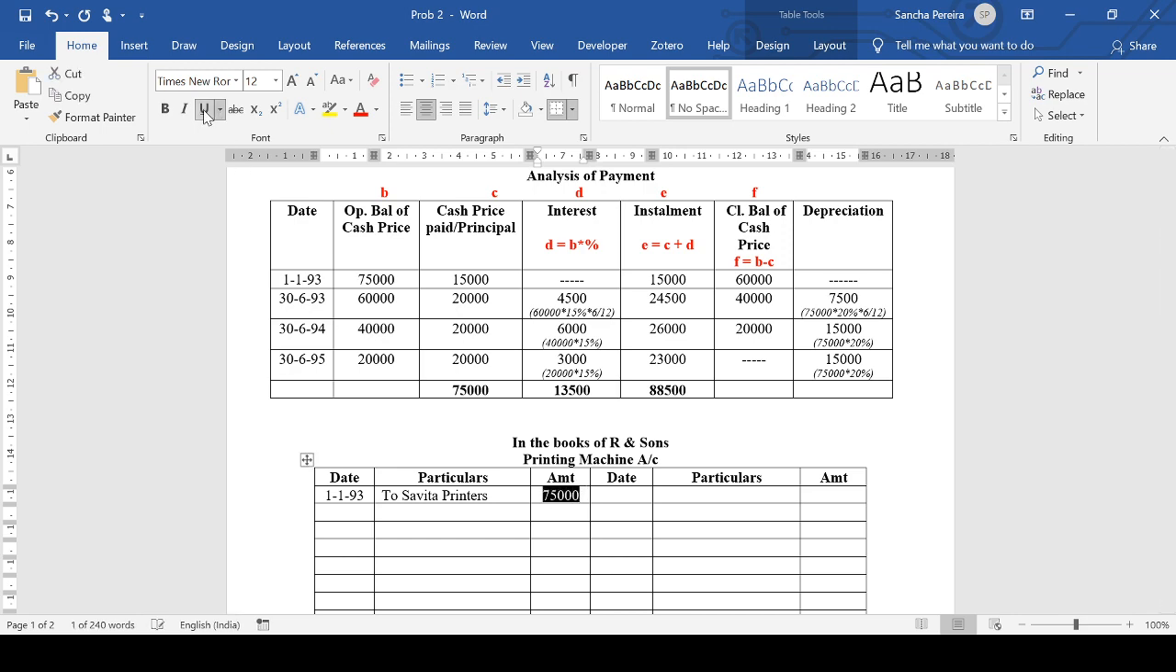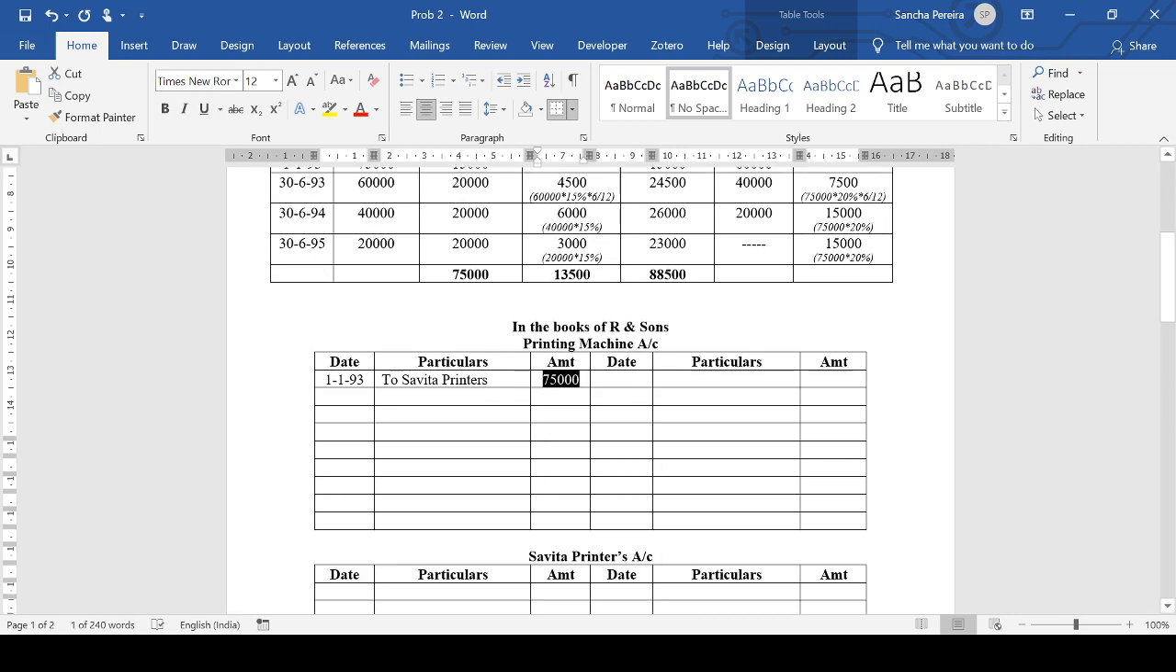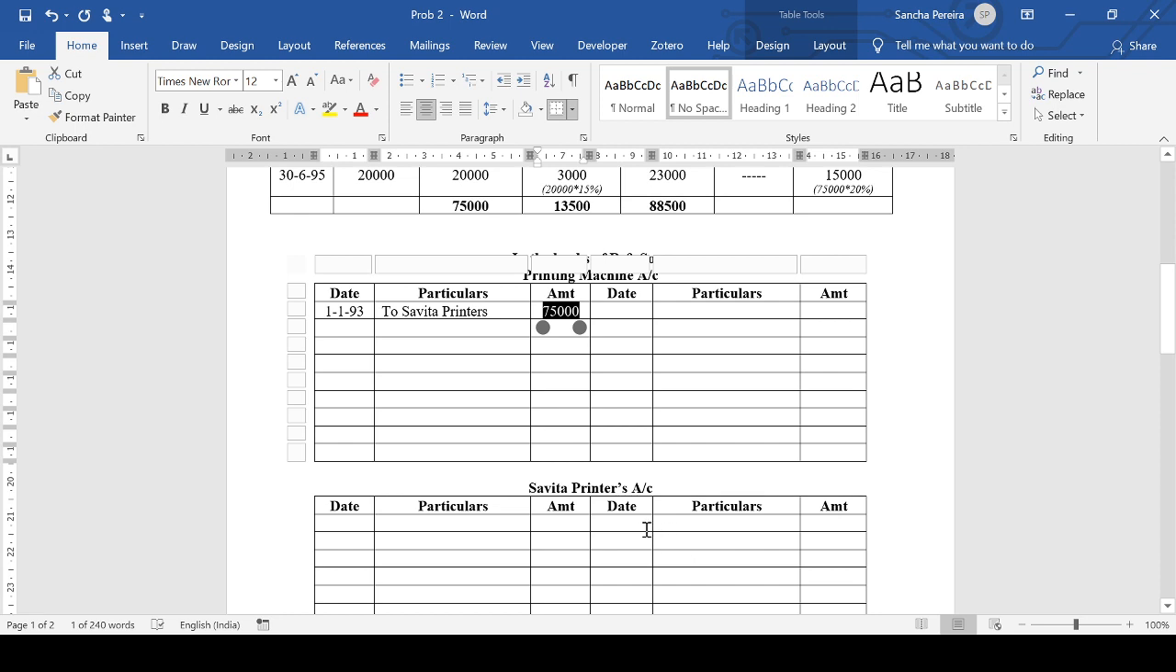The cash price of the machine. Then in Savita Printers, we will have it on the same date, 1st January 93, as buy printing machine, 75,000. That's the first entry.